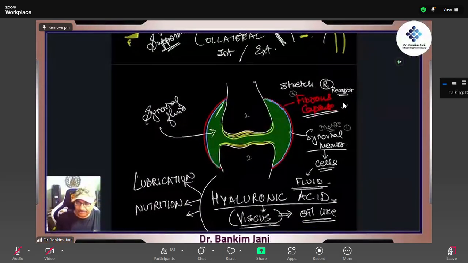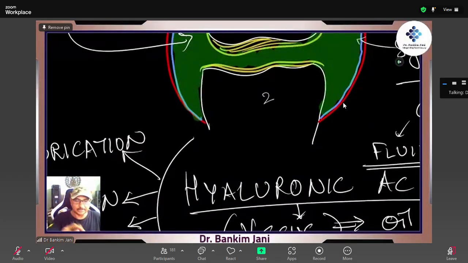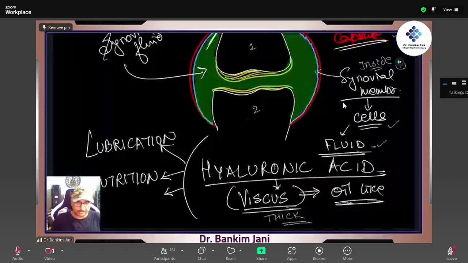In the synovial membrane, there are cells. These cells secrete the fluid, and this fluid is like oil. That's why we say that it is the oil. Oil means it is for lubrication. Right? It is for lubrication. It is viscous. Viscous means it is a thick fluid. It is not a watery fluid. It is reasonably thick fluid.